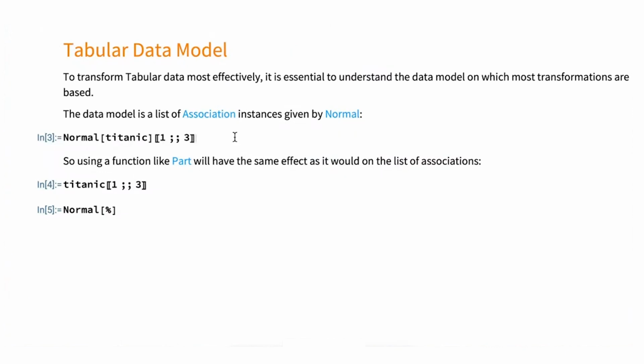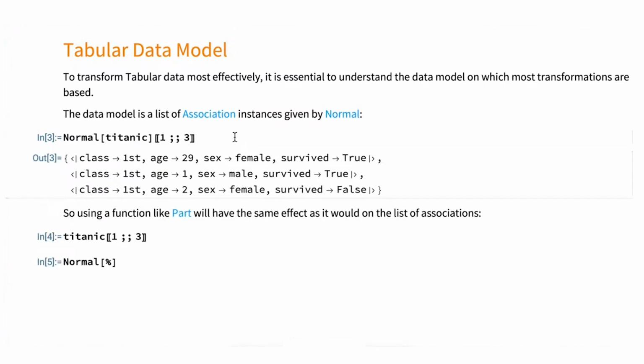And that is the idea of the normal model for what it is. So let's do normal of Titanic, and let's take the first 3 rows of that. And that's a list of associations. Basically, the column names are the keys in the associations, and notice they're all the same, they're uniform. And the rows are the individual associations themselves.